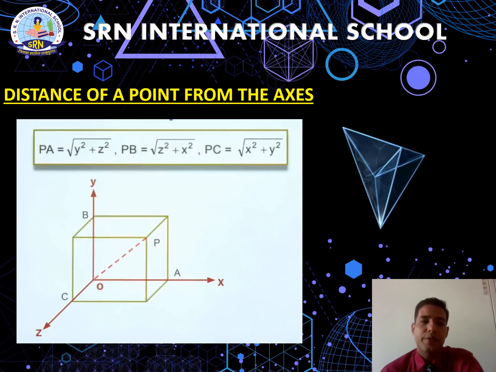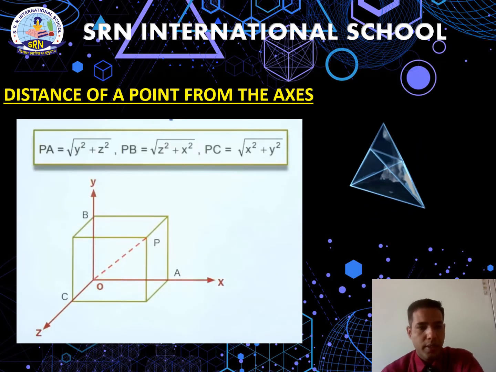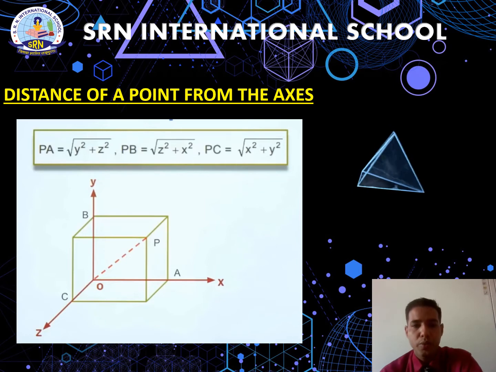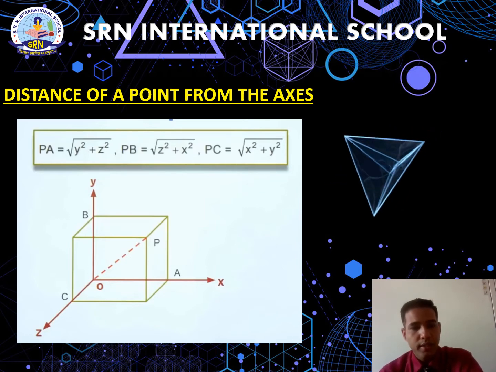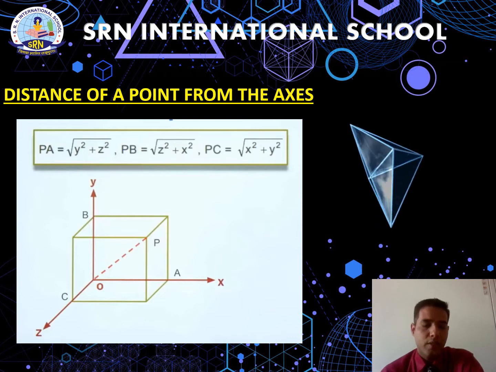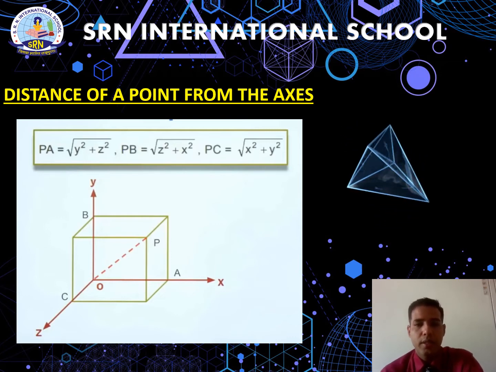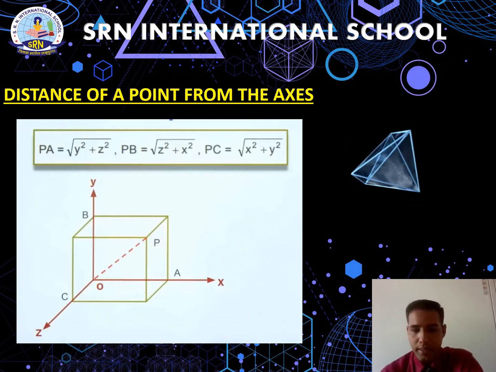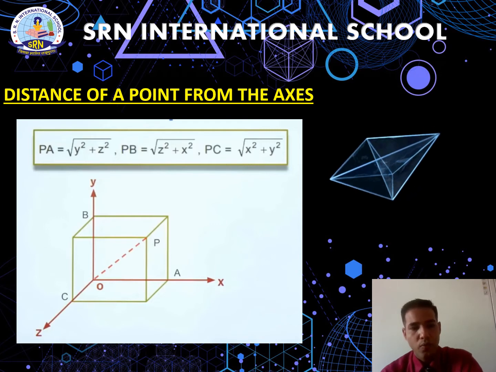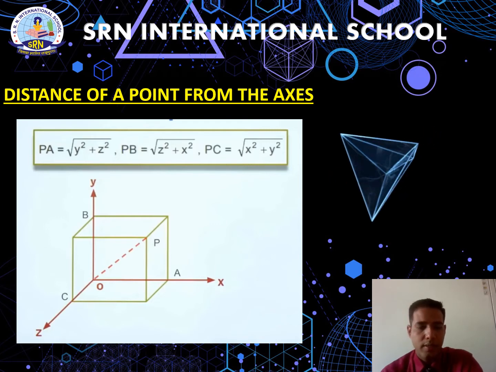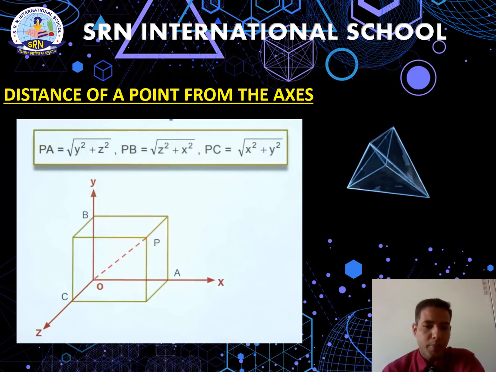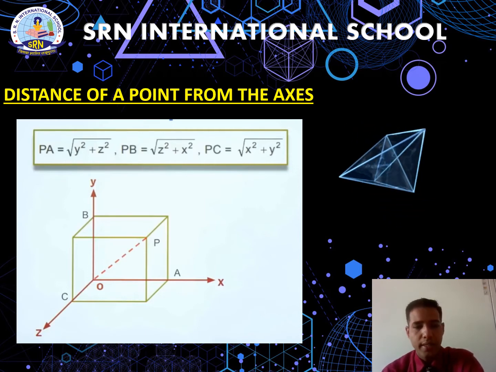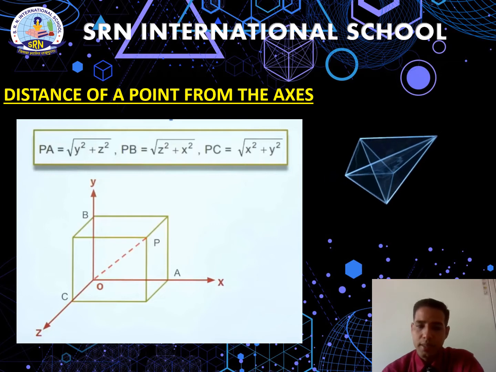So, my dear students, you have understood how to calculate the distance between the 2 points in the three-dimensional geometry. So now, using the same concept, we are going to understand to calculate the distance of the point from the axis, that is from x-axis, from y-axis, and from z-axis. To understand the concept, we will take once again a random point P having its coordinate as x, y, z.